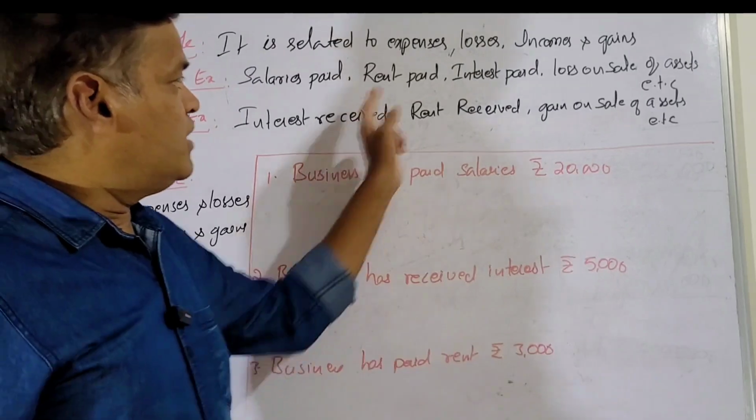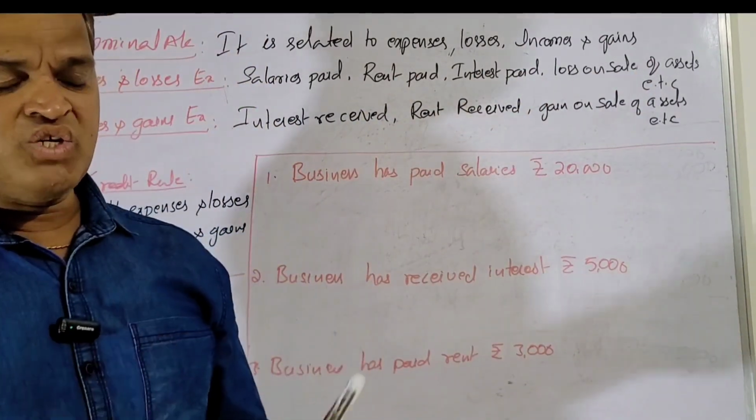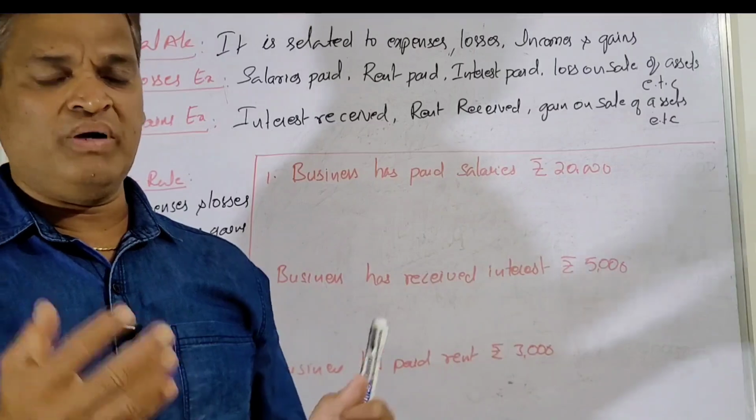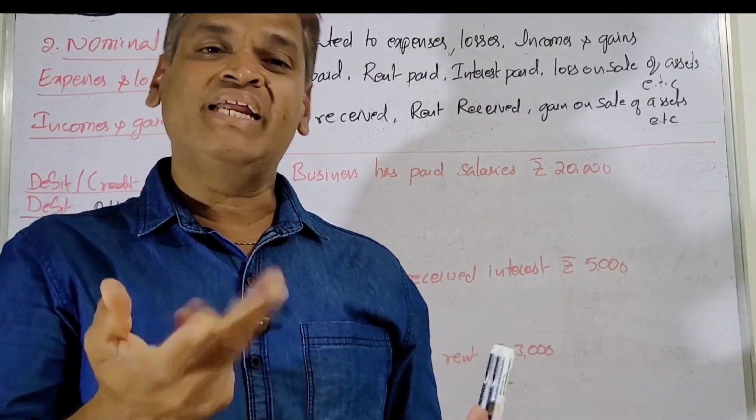And the next one is loss on sale of assets. Suppose we have purchased some asset, for example for 20,000, and we have sold it for 18,000.